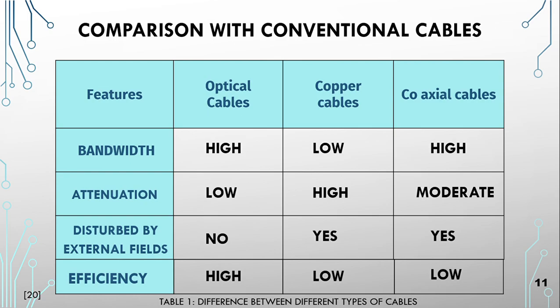Security considerations also play a crucial role in cable selection. Optical fiber cables offer enhanced security as they do not radiate signals, making them challenging to tap into without detection. Additionally, signals can be encrypted for added security. Coaxial cables offer some level of security, whereas copper cables are more prone to signal tapping and eavesdropping.